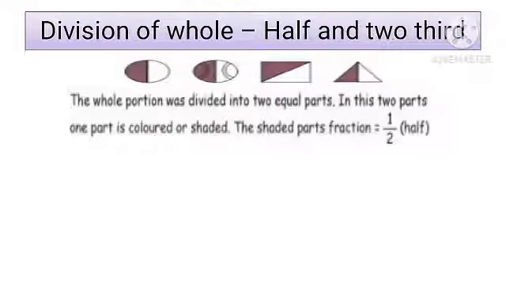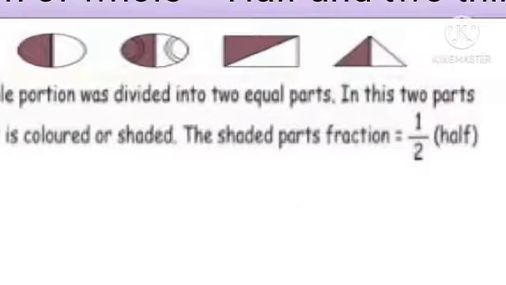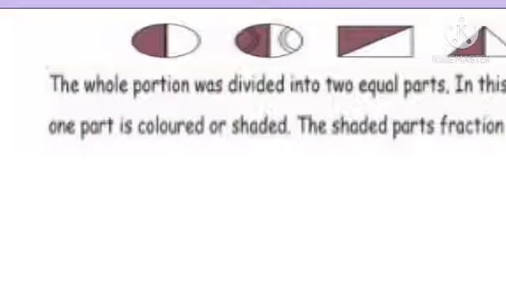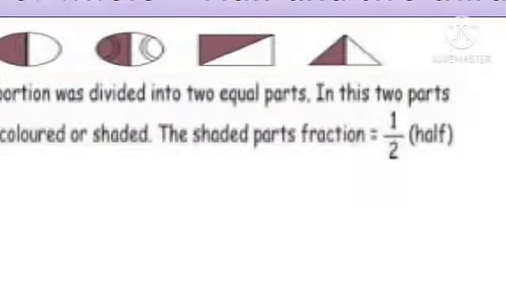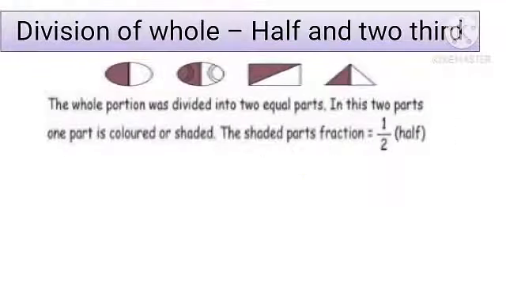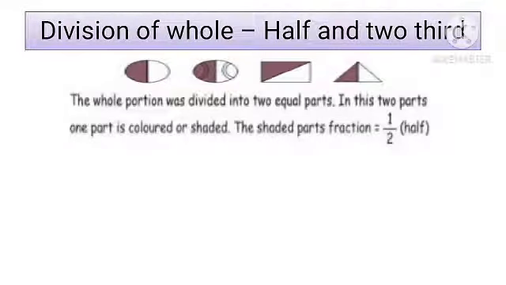The whole portion was divided into 2 equal parts. In these 2 parts, one part is colored or shaded. The shaded fraction is 1/2 or half. Okay, children. So the whole was divided into half, that is 2 parts, and one part is shaded. That is what they are saying, 1/2.